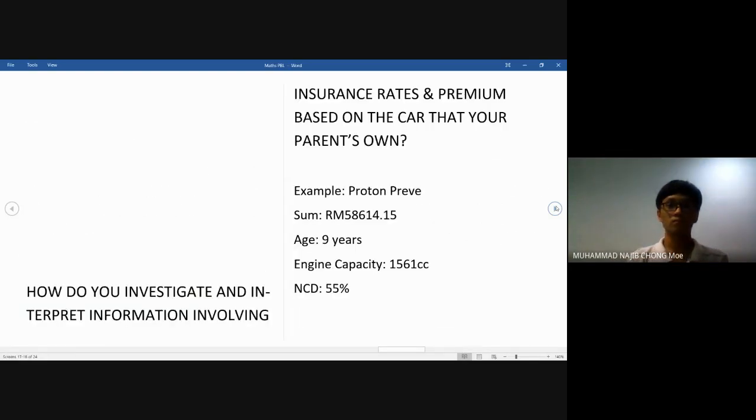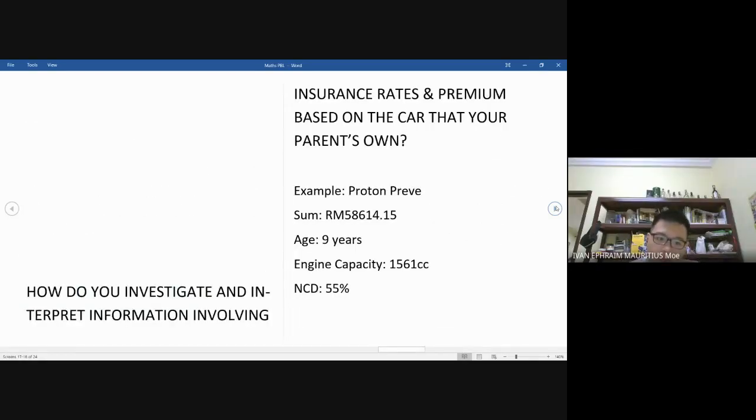Okay. Last for me, how do you investigate and interpret information involving insurance rates and premium based on the car that our parents own? So I'll take an example. Proton Brief, cost is 58,614 ringgit and 15 cents. The car is 9 years old. The engine capacity is 1,561 cc. The NCD is 55%.